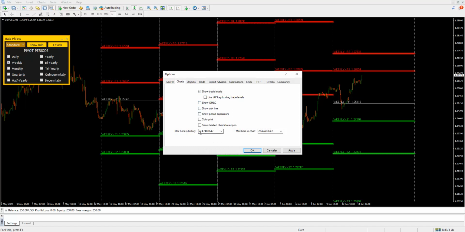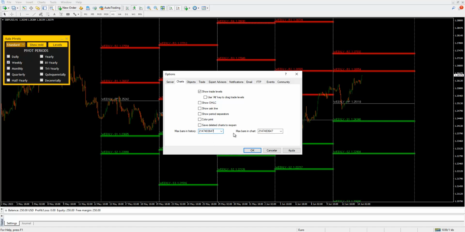Here, max bars in history. You can put a huge number here. Max bars in chart. You can put a huge number here too. Why? Because sometimes here you have a tiny number, so you are limiting your MetaTrader to have a lot of bars.